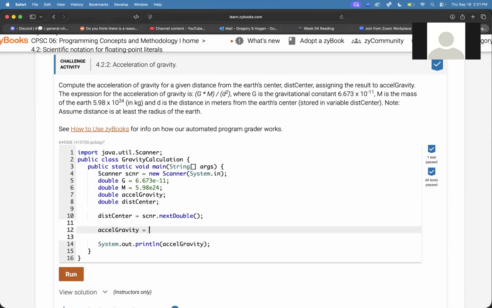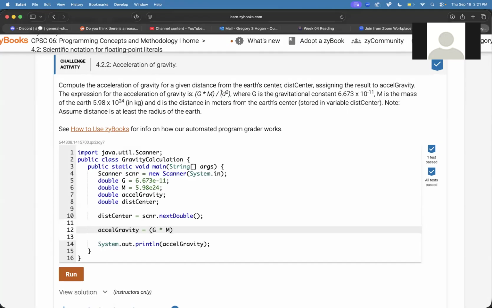Well, there's a formula for it. So we look at the formula for acceleration of gravity. It's up here, g times m divided by d squared. Now, you have to get the variables right. Comparing this formula to the variables that we have in Java, I can see that the top has capital G and capital M, and here we have capital G and capital M. So cool, the top we can just do exactly the way it's written, G times M.